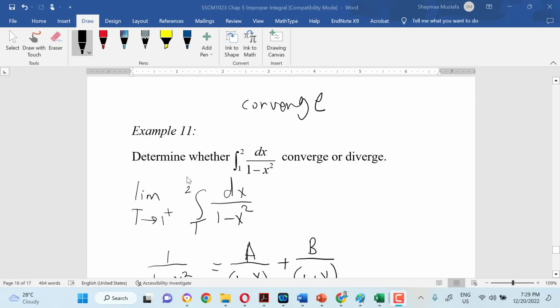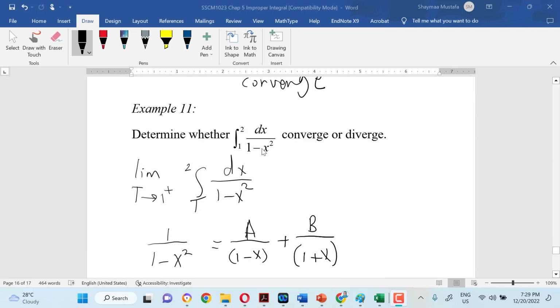Okay, another example here. We need to determine if this improper integral converges or diverges. Here we have a problem at 1, because 1 minus x squared will be equal to 0 at 1. So the denominator will be 0 at 1. So the function here is undefined when x is equal to 1. So we have an improper integral at the lower boundary here.